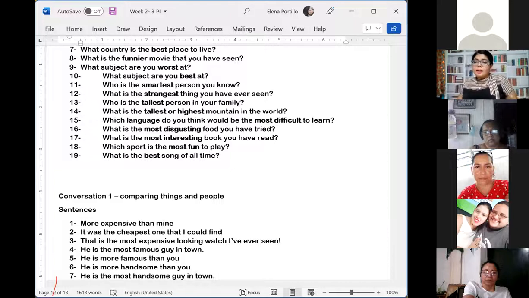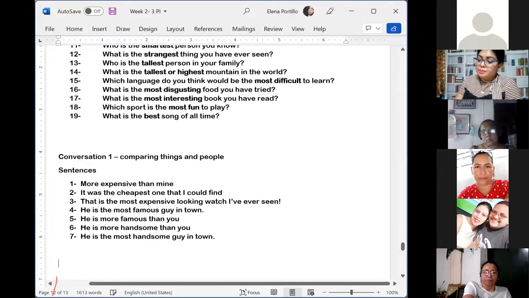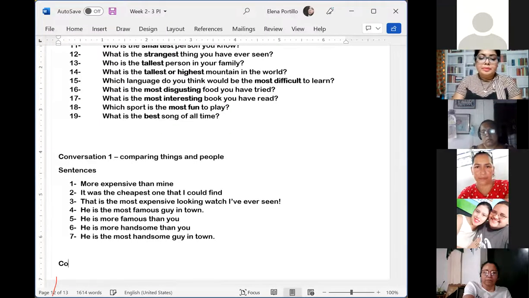So in that conversation, we have seven superlative and comparative sentences using adjectives. Then we have conversation number two, and it is comparing things at the gym.